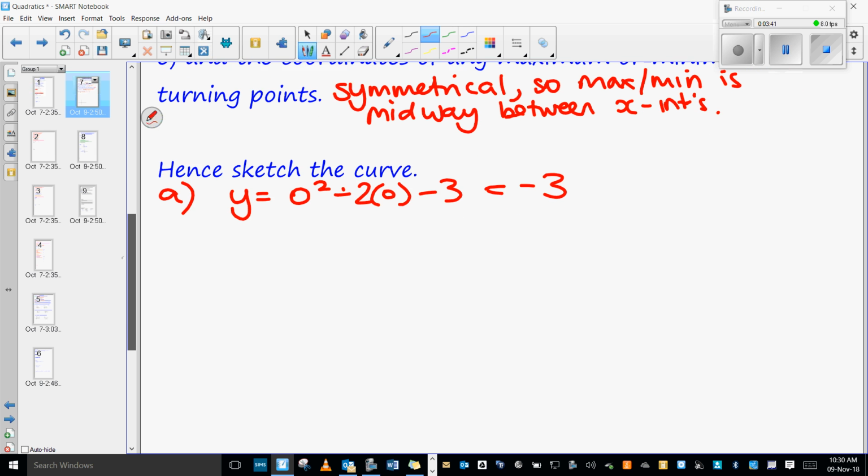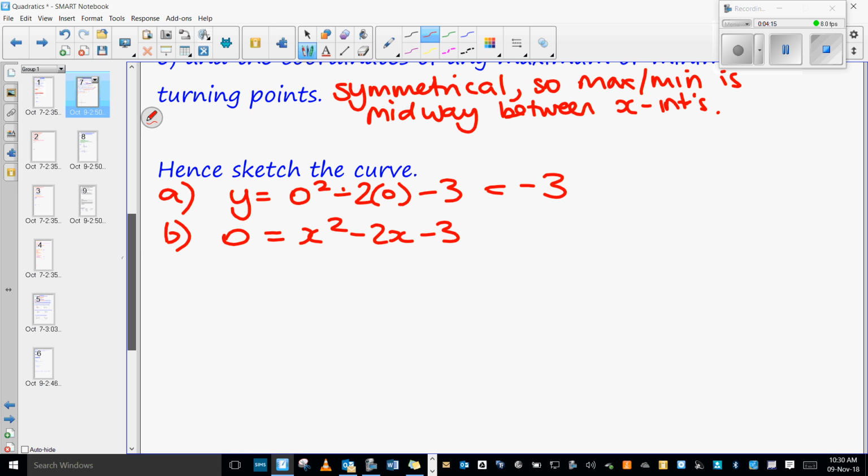B, we're going to say that 0 equals x squared minus 2x minus 3. How would you solve that? What's your gut instinct telling you? You want to use the quadratic formula? You could do. What's the speediest way of solving a quadratic? Try and factorize. That's your fastest way.